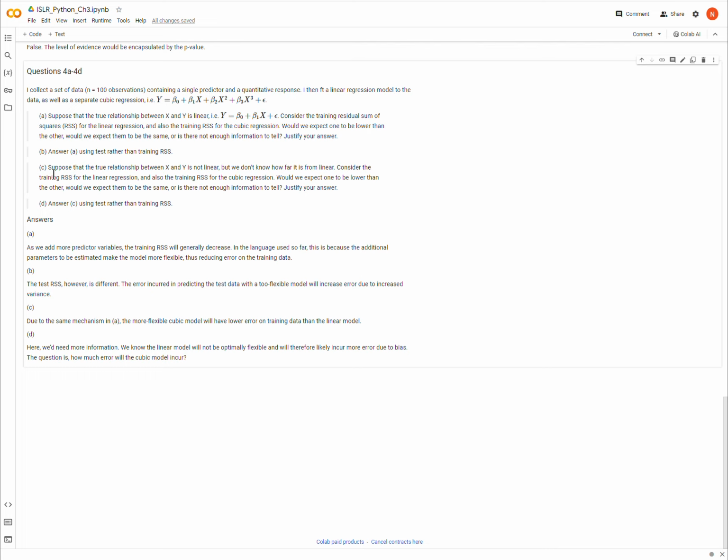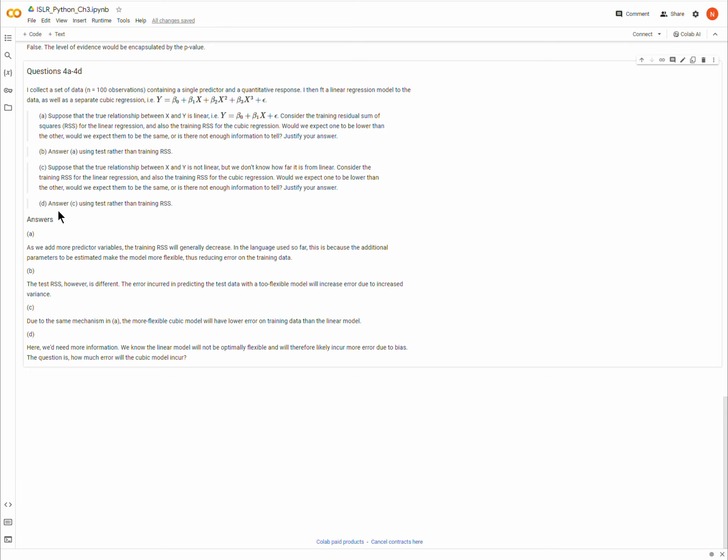Okay, so now in C, we're asked to consider that the relationship is no longer linear, right? And now we're asked the same questions. Which model is expected to have lower error, the cubic model or the linear model? Once again, it's generally going to be the cubic model for the same reasons, which is it's more flexible, and so the nonlinearity in the relationship between x and y is just going to be fitted better by a more complicated model.